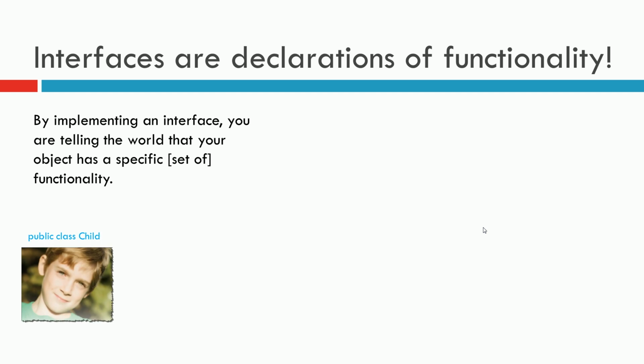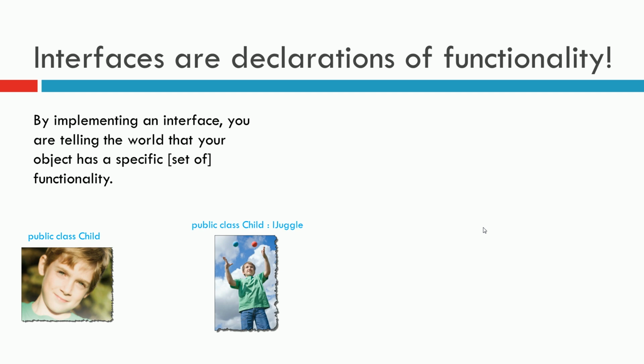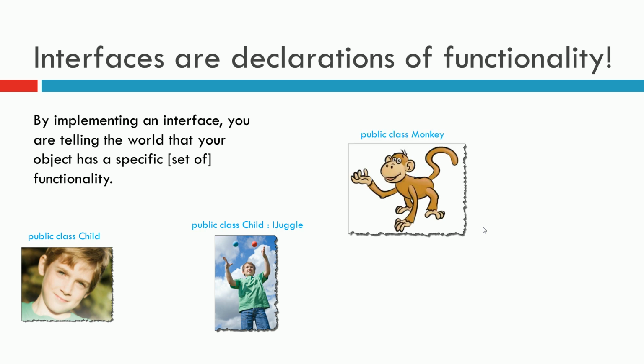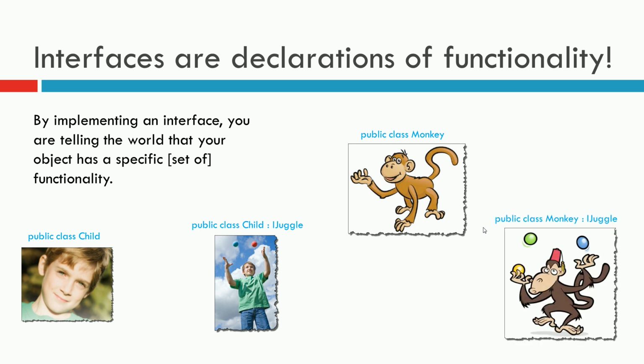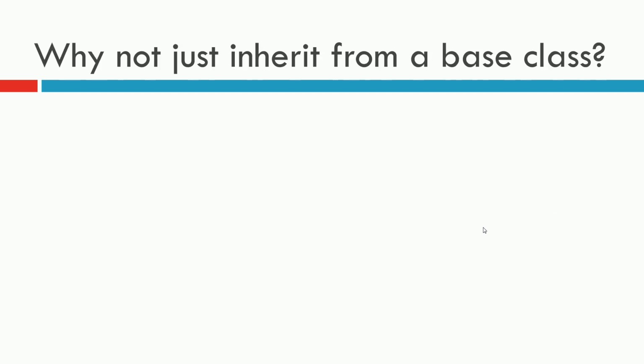Here we declare a class called Child. Now, by implementing an interface called IJuggle, we are declaring that this class, or this child, knows how to juggle. Now, let's jump out of the human category and declare a class called Monkey. Now, by implementing the same interface, IJuggle, we are declaring that this class, or monkey, knows how to juggle. So, that's a basic overview of that.